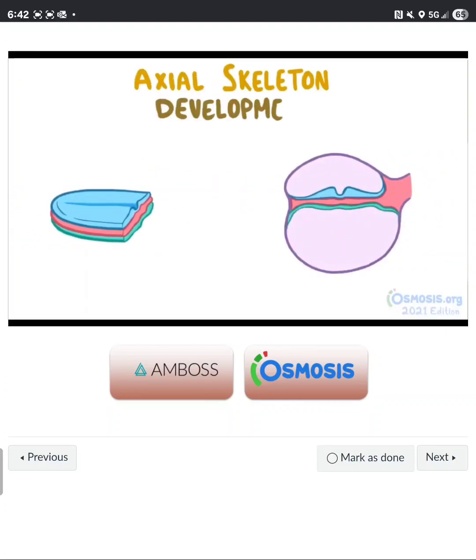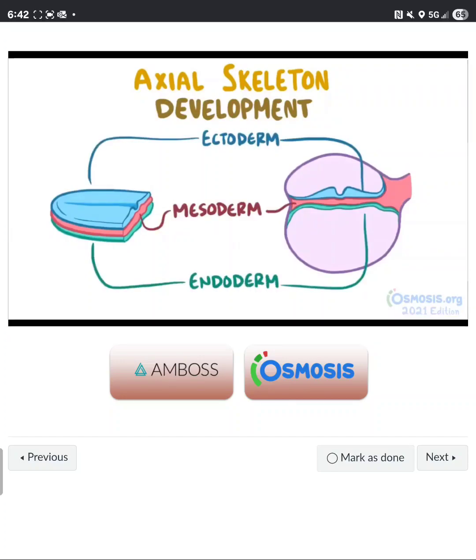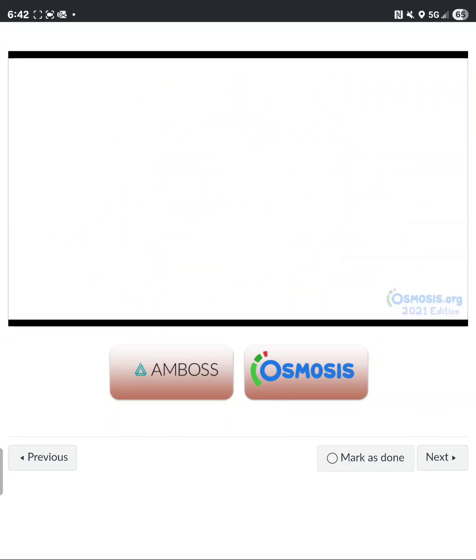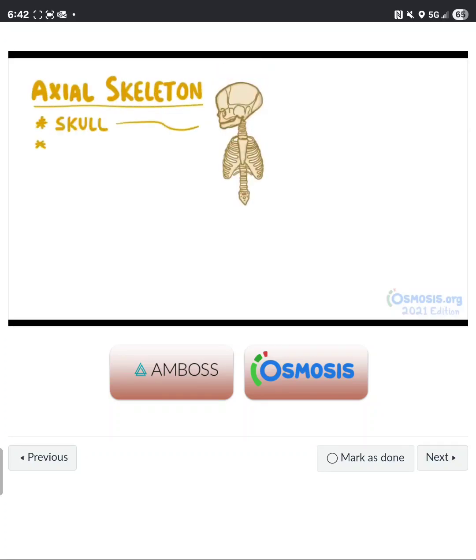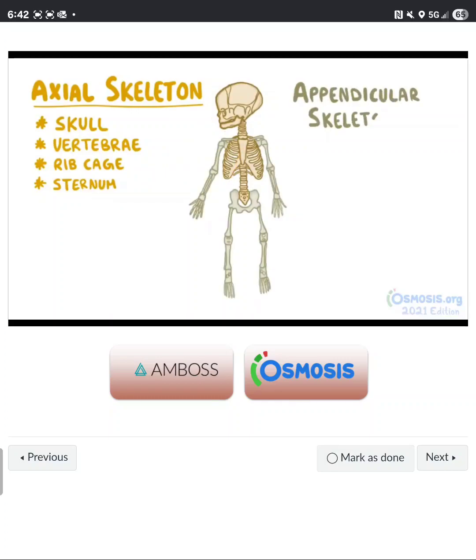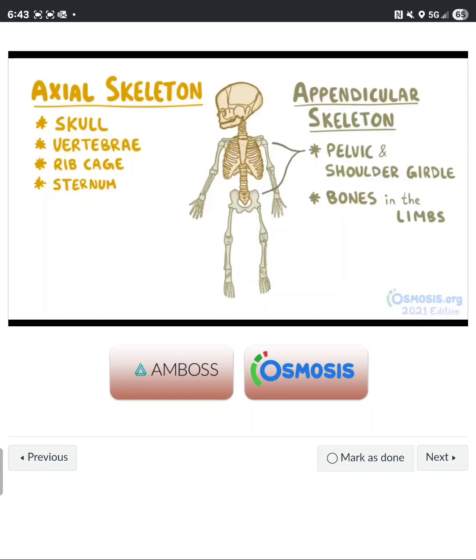The fetal skeleton starts developing soon after gastrulation, which is when the trilaminar disc with ectoderm, mesoderm, and endoderm layers are formed. There are two parts of the skeleton: the axioskeleton, which includes the bones in the skull, the vertebrae, the rib cage, and the sternum, and the appendicular skeleton, comprising of the pelvic and shoulder girdle, as well as the bones in the limbs. The bones in the axioskeleton mostly derive from the mesoderm layer, except for some bones in the skull which come from the ectoderm. And all of the bones in the appendicular skeleton derive from the mesoderm.